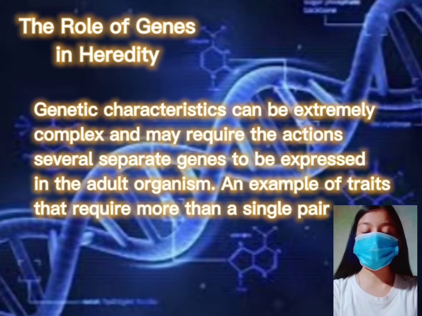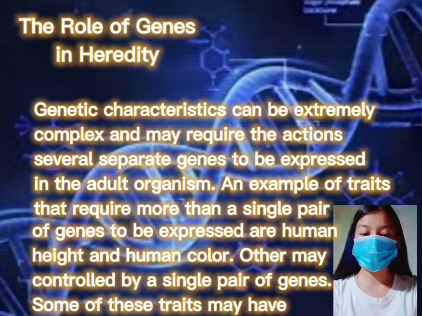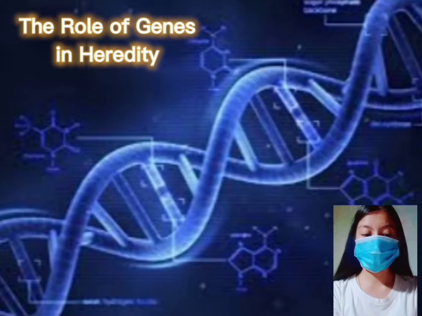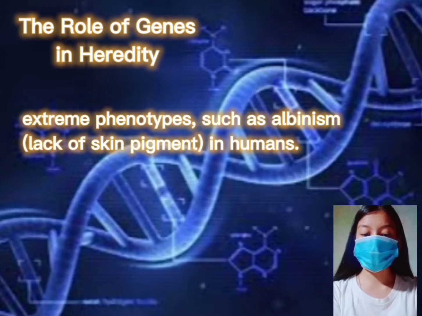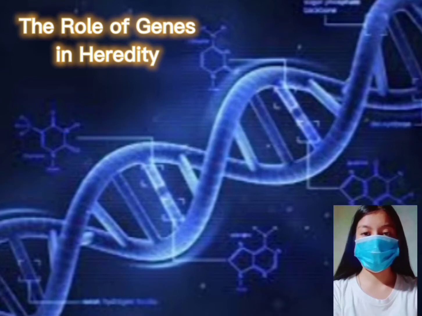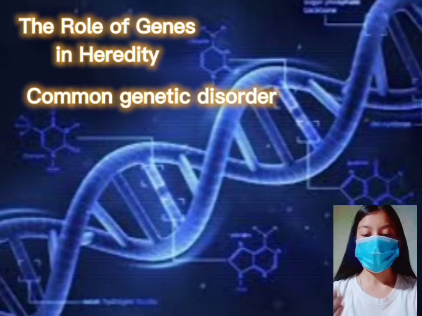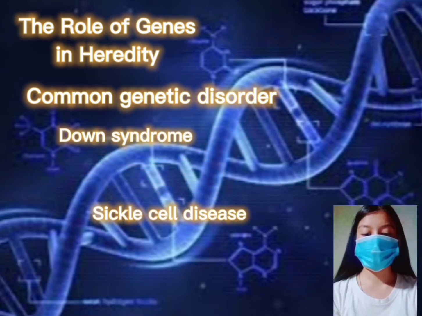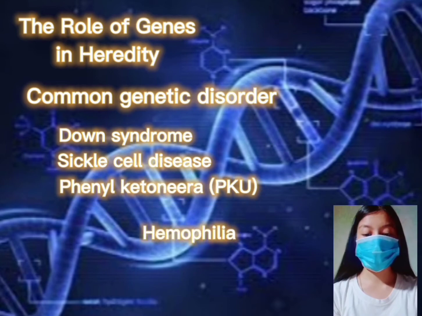Genetic characteristics can be extremely complex and may require the actions of several separate genes to be expressed in the adult organism. Examples of traits that require more than a single pair of genes are human height and human skin color. Other traits may be controlled by a single pair of genes. Some of these traits may have extreme phenotypes, such as albinism, or lack of skin pigment in humans. Common genetic disorders are Down syndrome, sickle cell disease, phenylketonuria or PKU, and hemophilia.